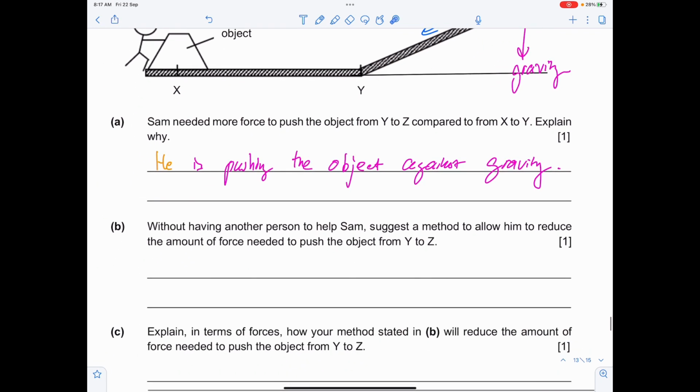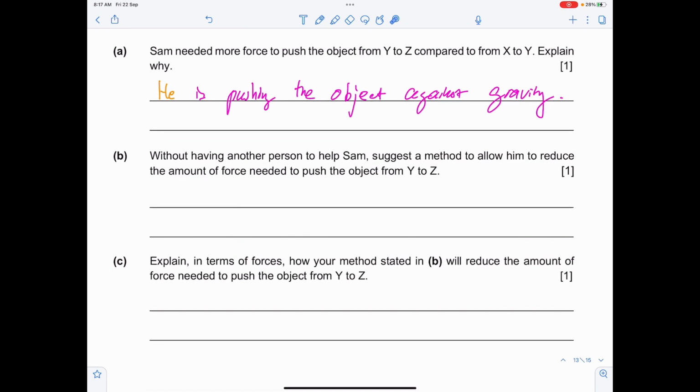We use something called a lubricant. And whenever you mention the word lubricant, I've told you this many times, I've told you once, I told you twice, you have to at least state an example. Apply a lubricant such as oil or water onto where? Either onto the object or onto the surface. From Y to Z.